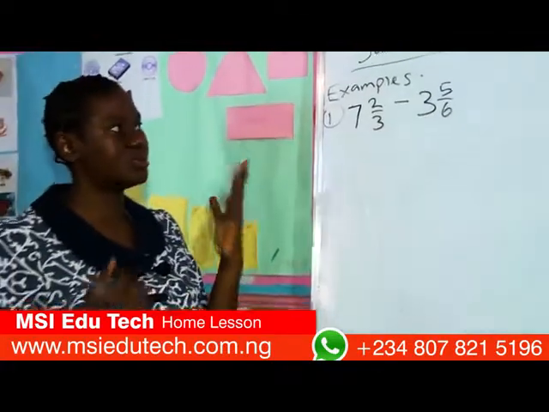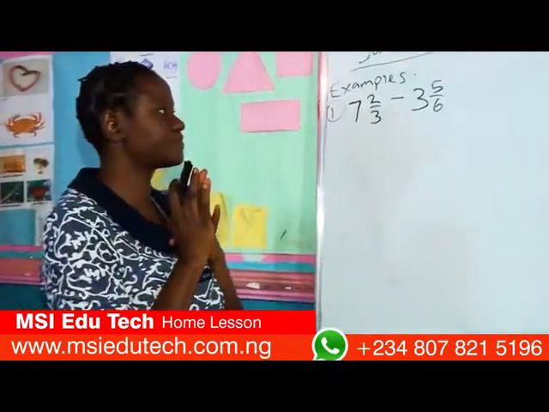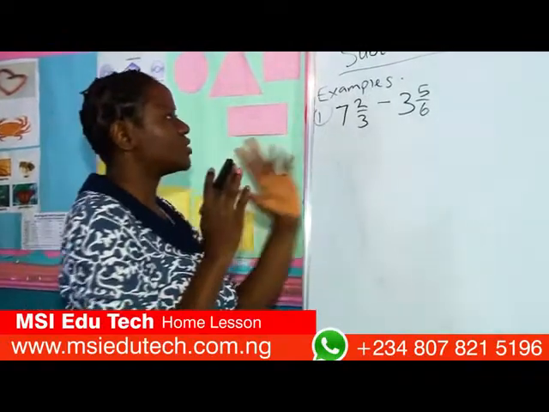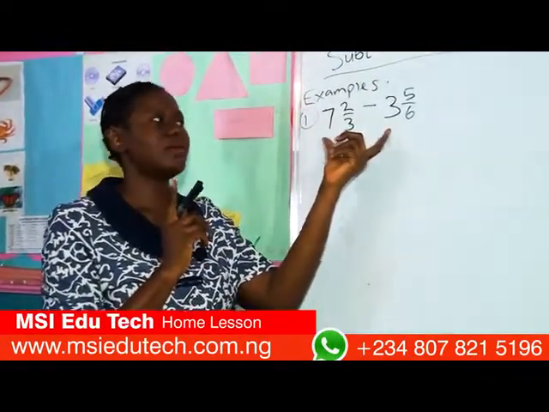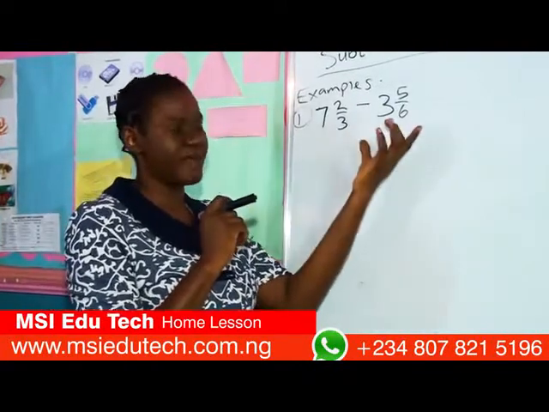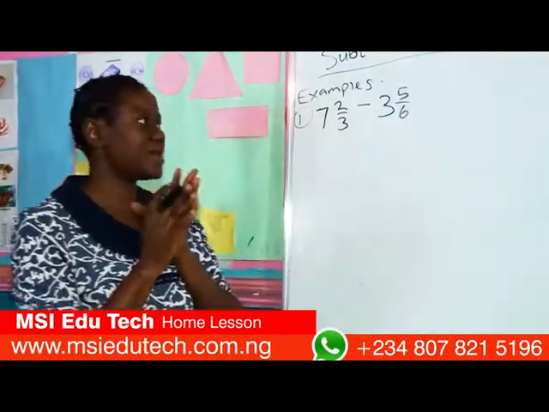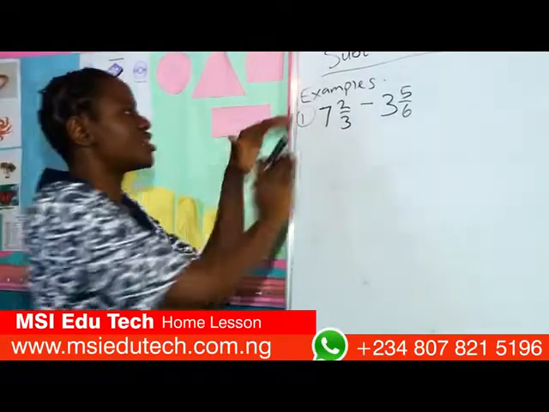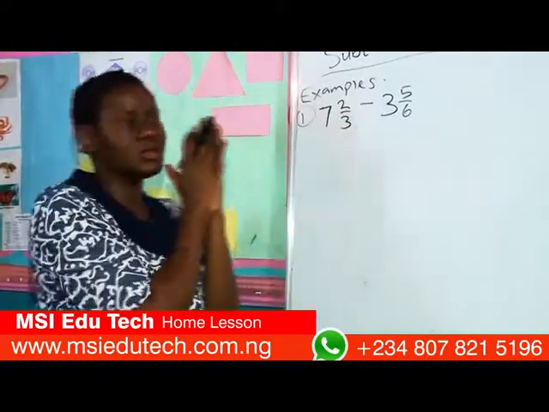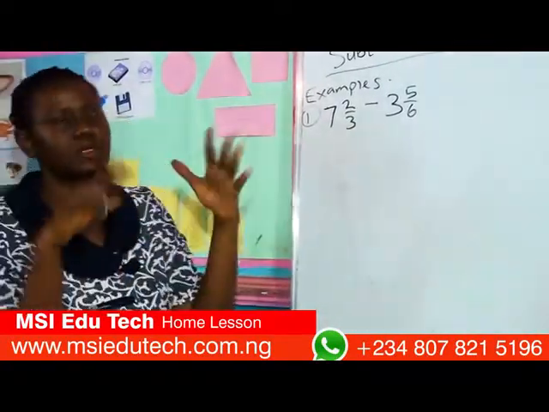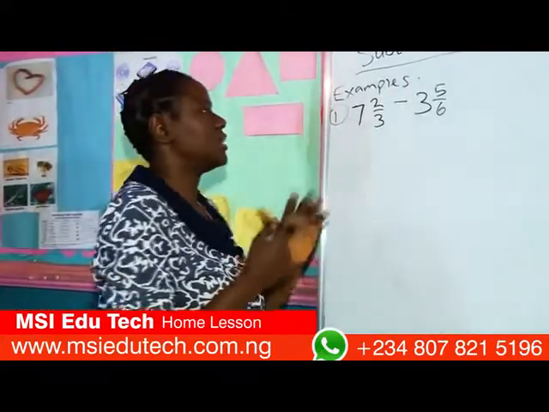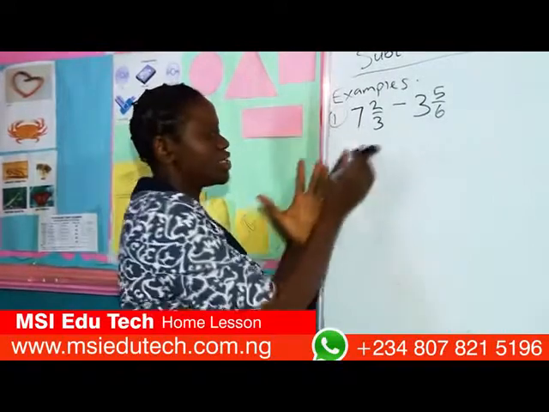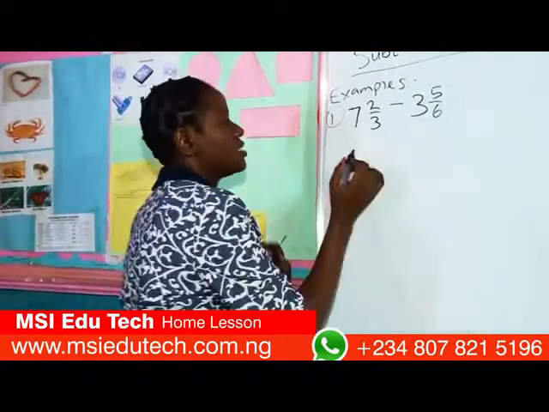Just like we did in the last question, we could use 2 methods. We could subtract the whole numbers first, then the fractions. Otherwise, we could change the mixed fraction to an improper fraction and do the subtraction directly. Now, let's do this together. Let's change this to an improper fraction.